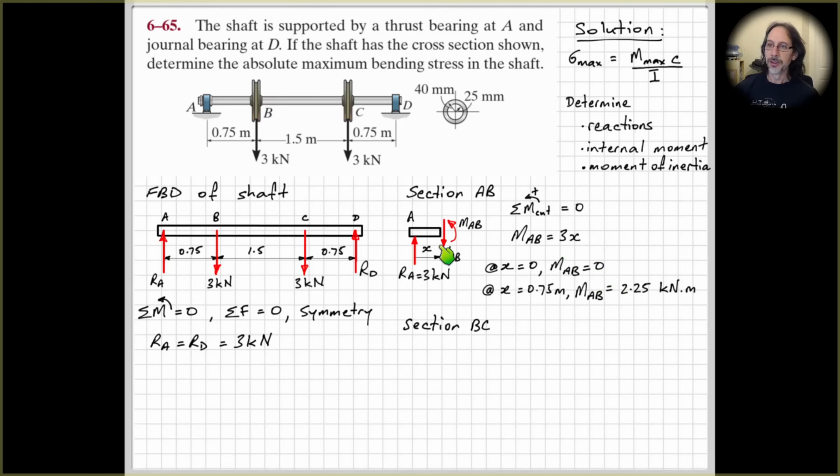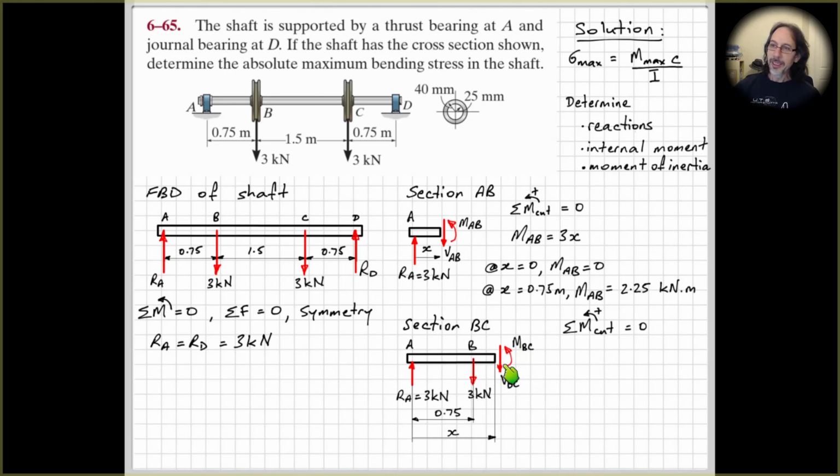Then if we look at section BC, take a cut somewhere through section BC, put on our external load, so we have our reaction at A. We now have the force from the pulley at B acting downwards. Put on some dimensions, indicate where the cut is using our variable X, and put on our internal actions, shear force and bending moment. So we've used the positive sign convention for shear force and bending moment here. Right, take moments about the cut end. All right, so I've done this one first.